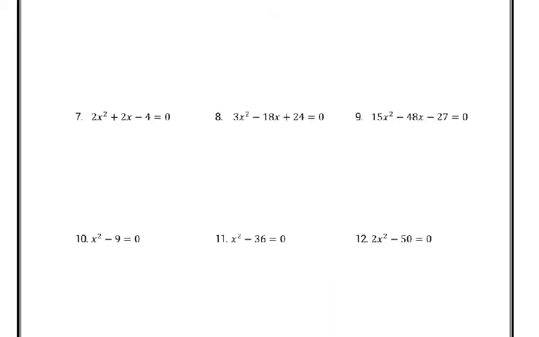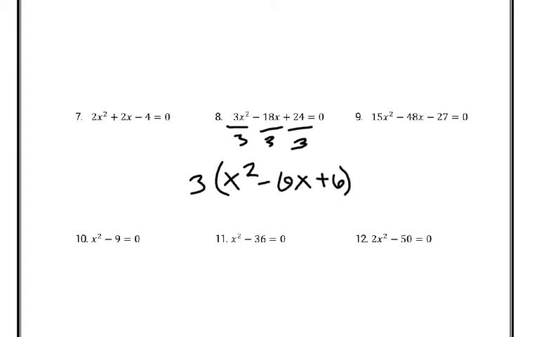In number 3, we have to get our GCF out first, and 3 goes into each term. And so when we factor out a 3, you're left with x squared minus 6x plus 6 equals 0. And then you can factor it out just like we did in number 2.